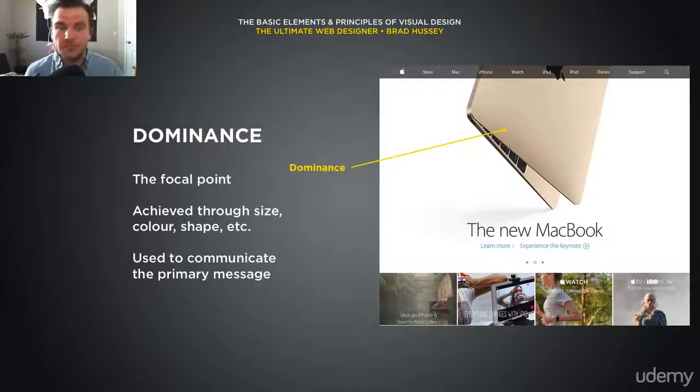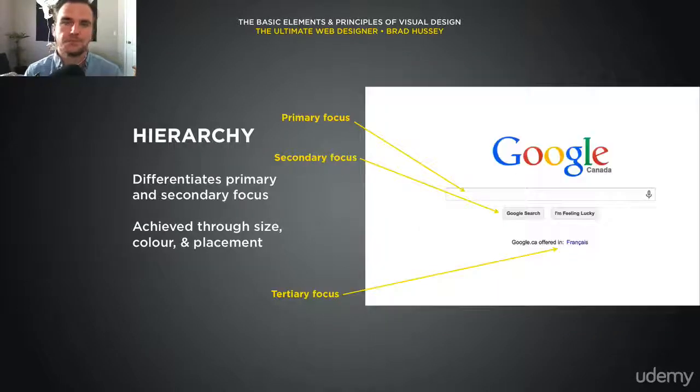Dominance is the focal point achieved through size, color, shape, and so on and so forth, and is used to communicate the primary message. Here again with the homepage of the Apple website, the new gold MacBook obviously has dominance over this page. Hierarchy differentiates primary and secondary focus and is achieved through size, color, and placement. With Google.ca's webpage here, the primary focus is very clearly the input field where you can start searching. Secondary focus are the buttons. And the tertiary focus is the option to toggle the language to French.